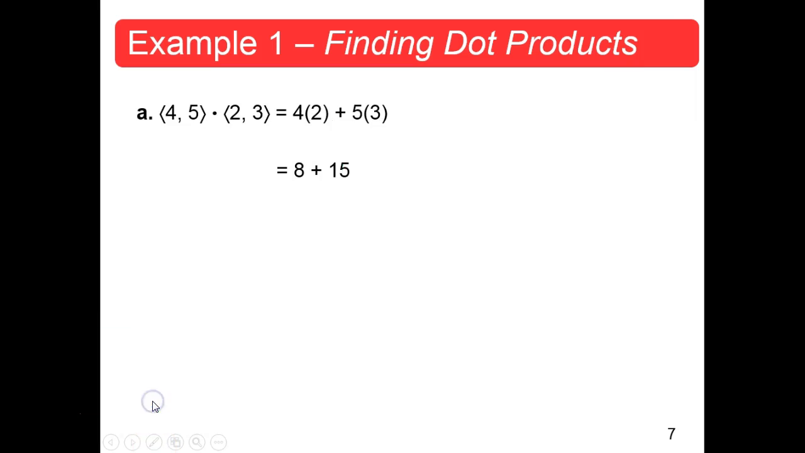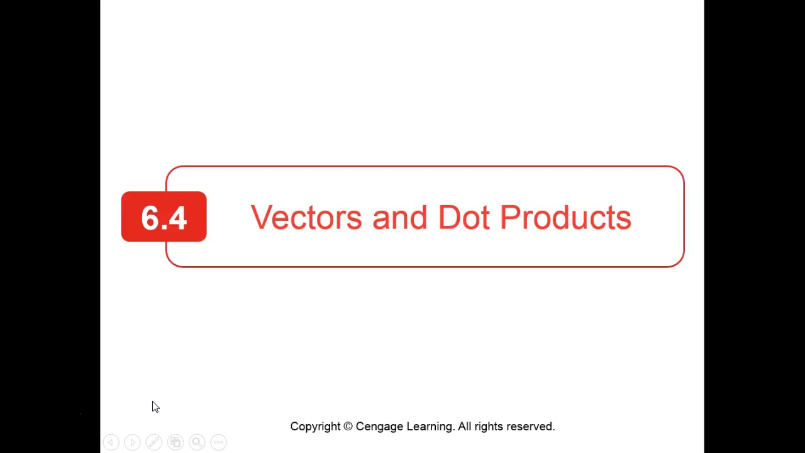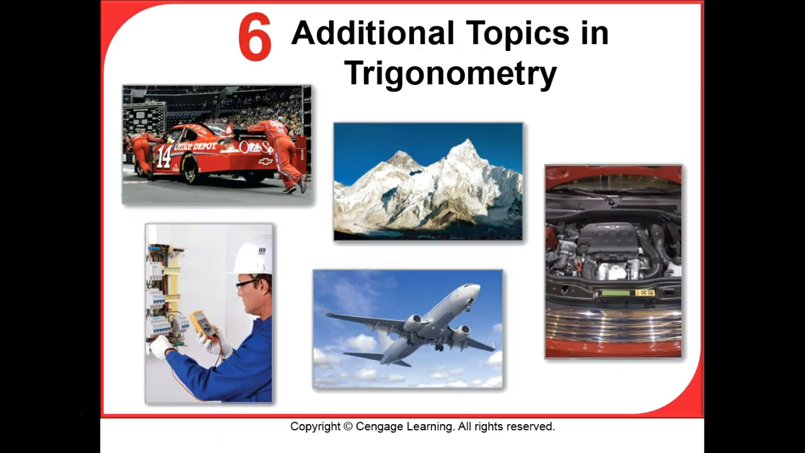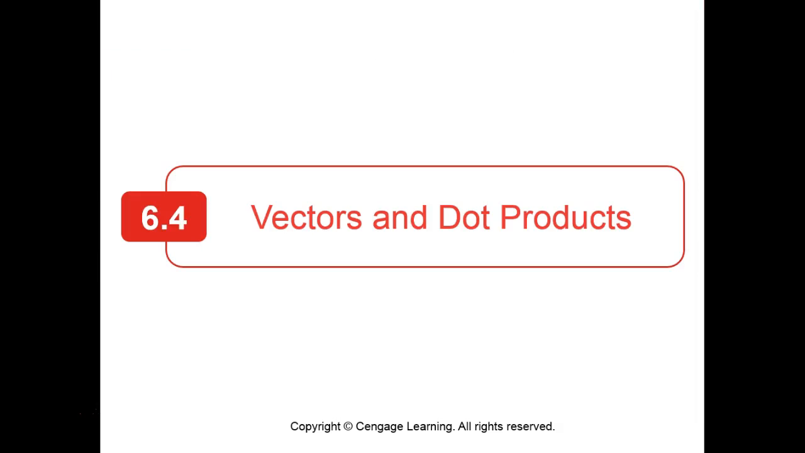Okay. So let's go back to the beginning of 6.4. Chapter 6, again, is additional topics in trigonometry, and 6.4 is vectors and dot products. Now, we've already talked about one type of multiplication of a vector. Take a scalar and multiply it by a vector. You either increase the length of the vector, decrease the length of the vector, or reverse the direction of the vector, increasing or decreasing its length. Some combination of those. Okay?